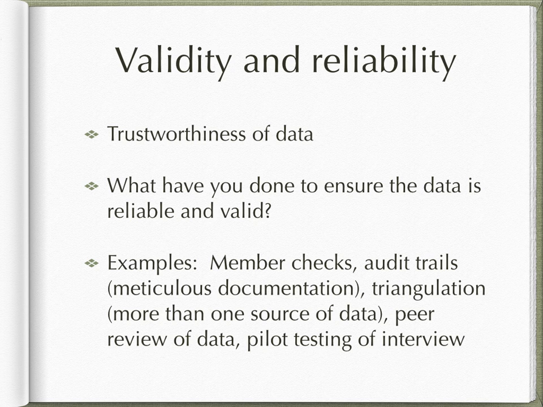So there are a number of things in qualitative research that are commonly done to ensure the trustworthiness of the data. Things like member checks, where you take the interview transcripts back to the participants and you ask them to confirm that the way you have interpreted the interview is something that they agree with. You can do audit trails where you document exactly what's happened through the research process. You can use triangulation, which is really around more than one source of data.